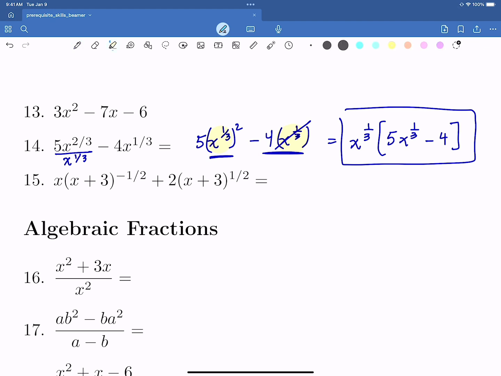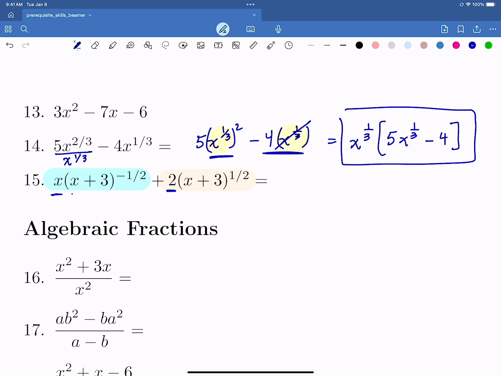Okay, next one, same thing. We're going to look to see what do they have in common, because there's really only two terms here. This looks pretty complicated, but there's only two terms. So what do they have in common? Well, they don't have an x in common as a factor. They don't have a 2 in common. So those are going to stay.